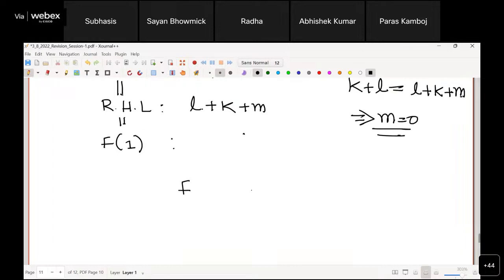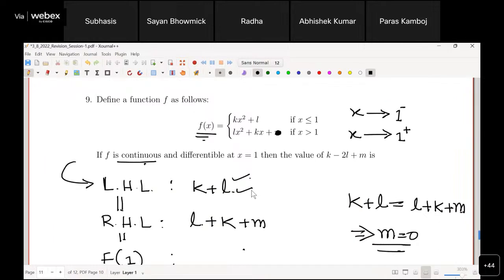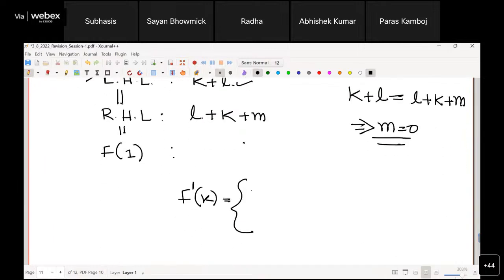So suppose the function is differentiable. If the function is differentiable, then what should I get for f dash x? If I take the derivative of this function, I should get 2kx if x is less than or equal to 1.